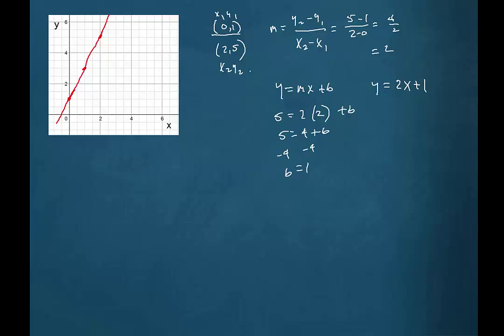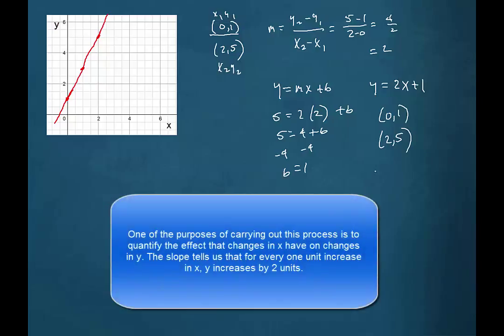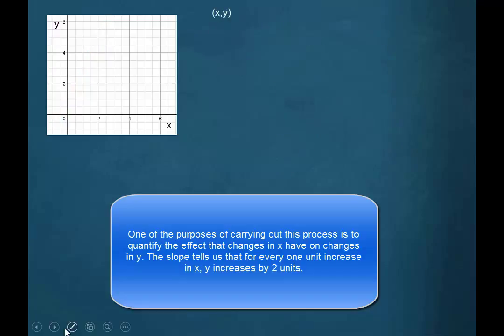And these two dots that we had from the start, (0, 1) and (2, 5), both satisfy this equation. One of the purposes of carrying out this process is to quantify the effect that changes in x have on changes in y. The slope tells us that for every 1 unit increase in x, y increases by 2 units.